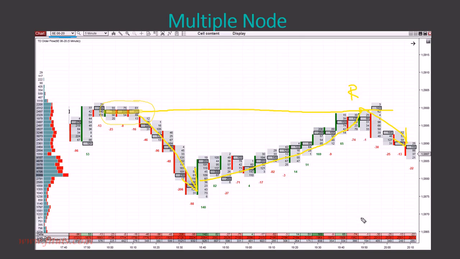If you look at the delta, there's nice confirmation. As the price was rotating a little bit below the resistance, you can see that the sellers were already entering their shorts because the delta was negative.